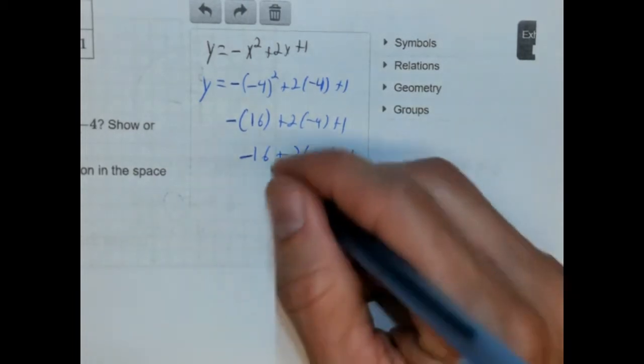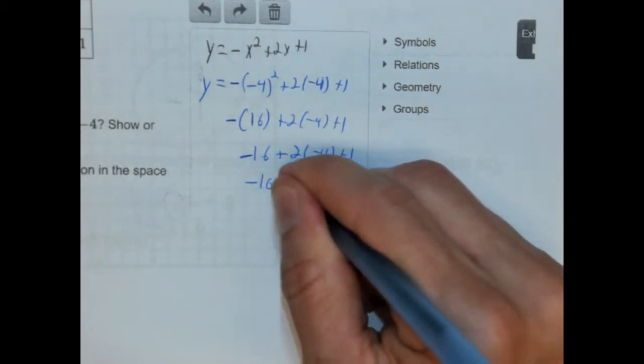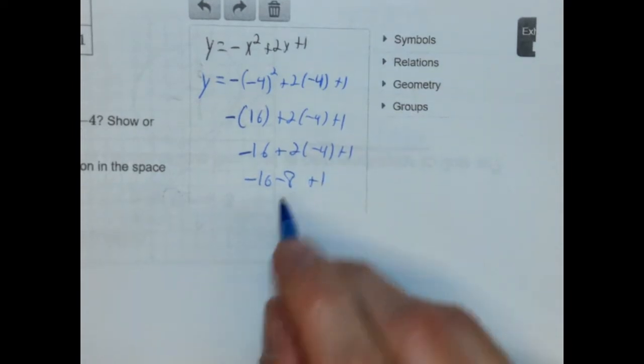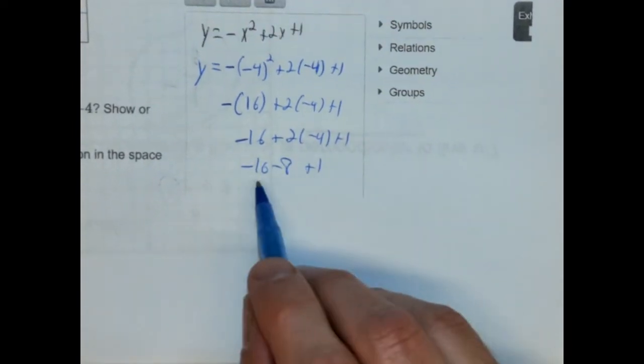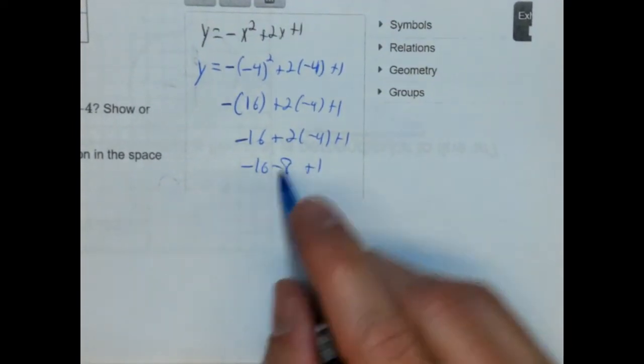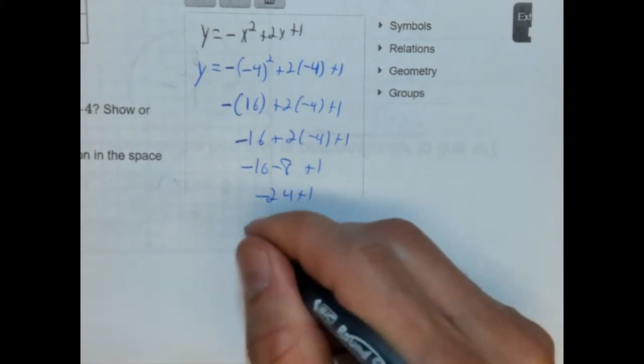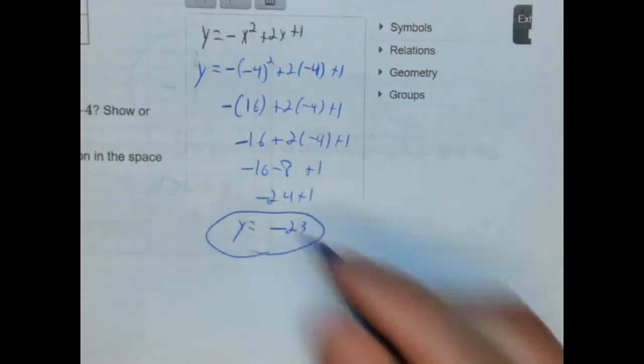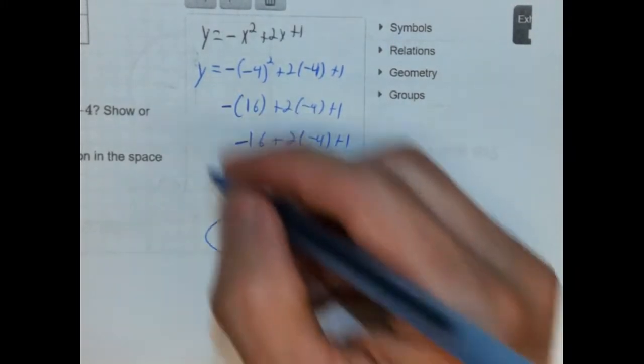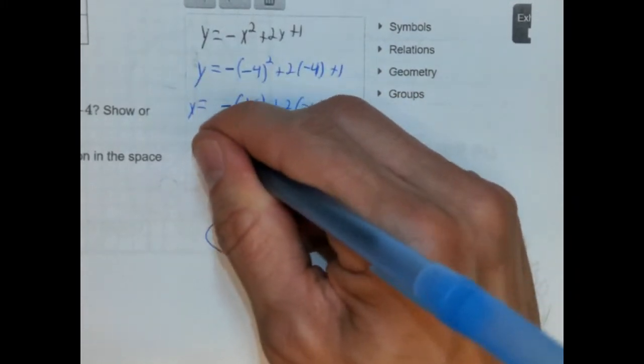2 times negative 4 is going to be negative 8. So negative 16 minus 8 plus 1. And now we're going to just go left to right with addition and subtraction. So negative 16 minus 8 would be negative 24. And plus 1 is negative 23. So y equals negative 23. I didn't write y equals each time. I guess I should do that.